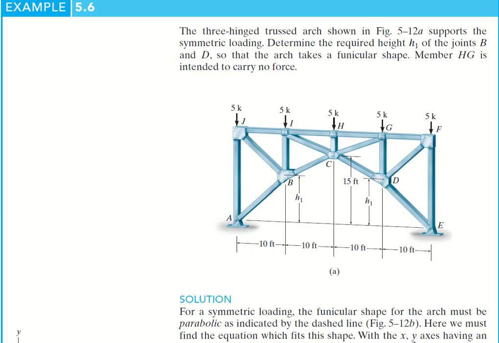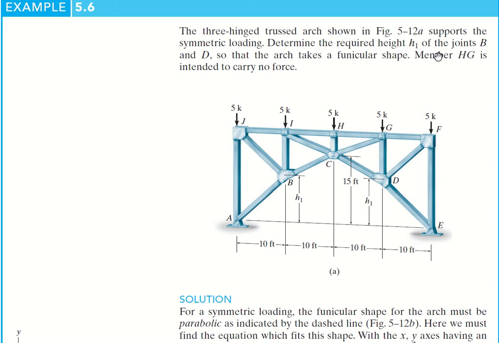Okay guys, so this is our third example. It says the 3-hinged trussed arch. Okay, 3-hinged trussed arch. So as it is a truss, loads are applied at the joints. You can see J, I, H, G, F, or F, G, H, I, J. Point loads are applied, right? And this is your one hinge, this is your other hinge, and this is your third hinge.